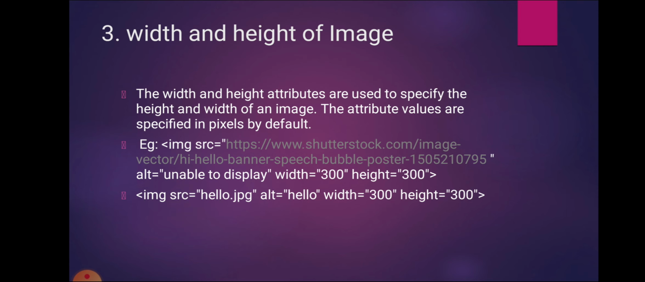Third attribute is width and height of the image. We can also specify the width and height of images by using the width and height attributes. The attribute values are specified in pixels by default. For example, img src URL is given, alt is equal to unable to display, width is equal to 300 and height is equal to 300, means 300 pixels for the width and 300 pixels for the height. The same example with hello.jpg, width is equal to 300 and height is equal to 300, means by using the width and height attributes we can specify the height and width of the image on the web page.